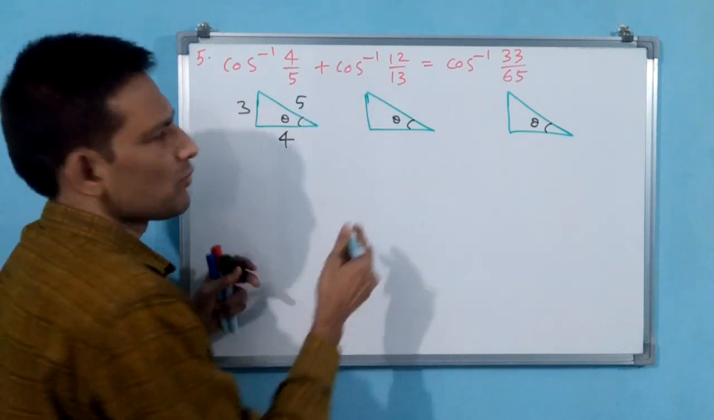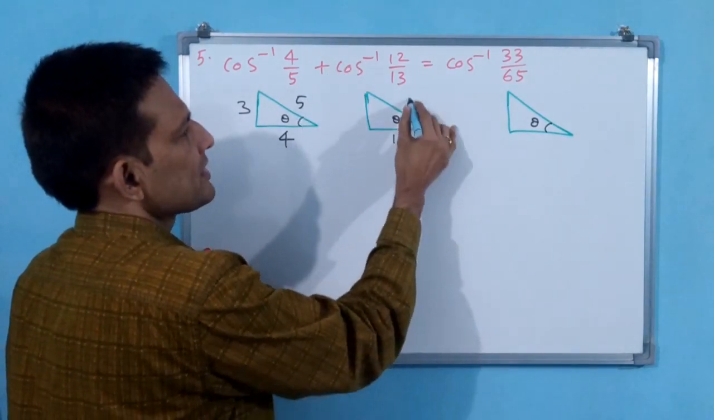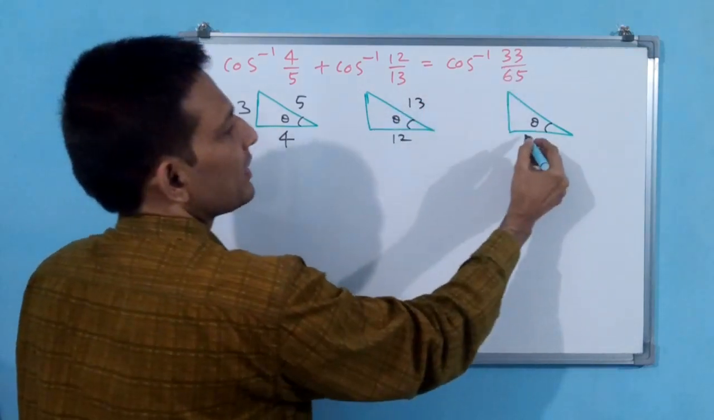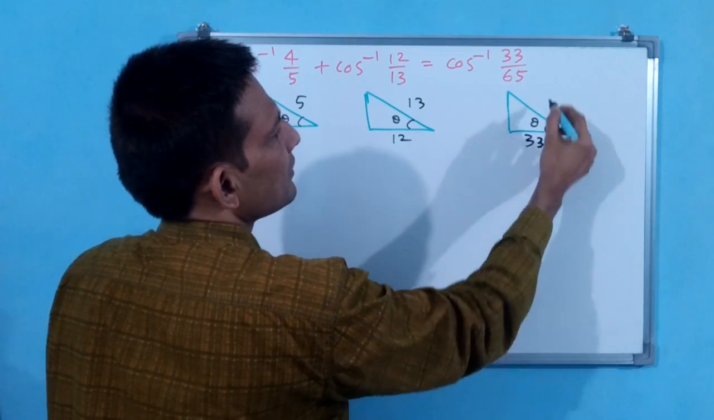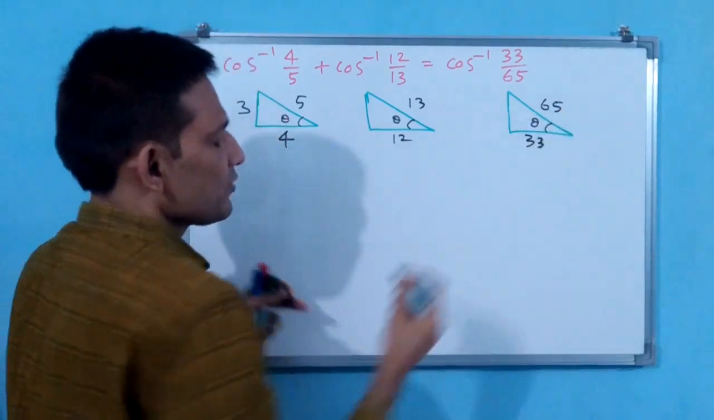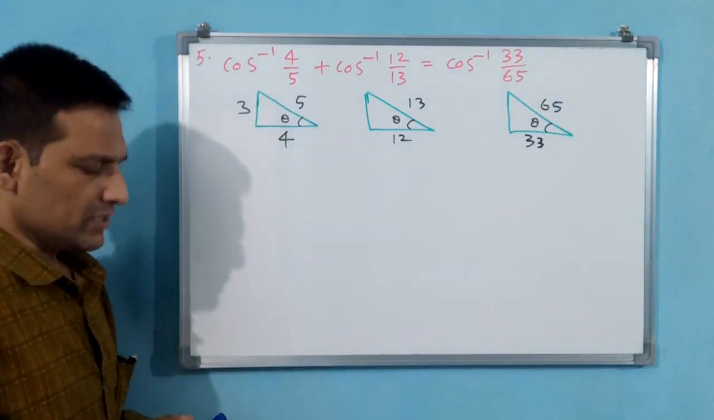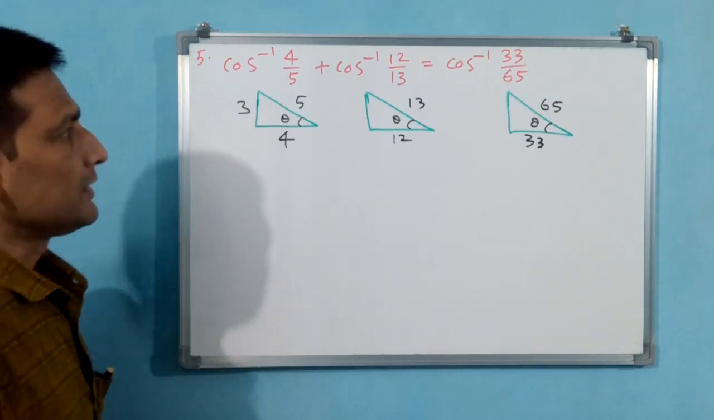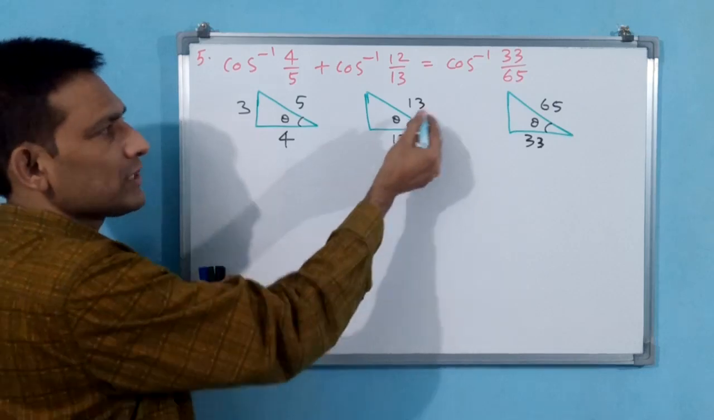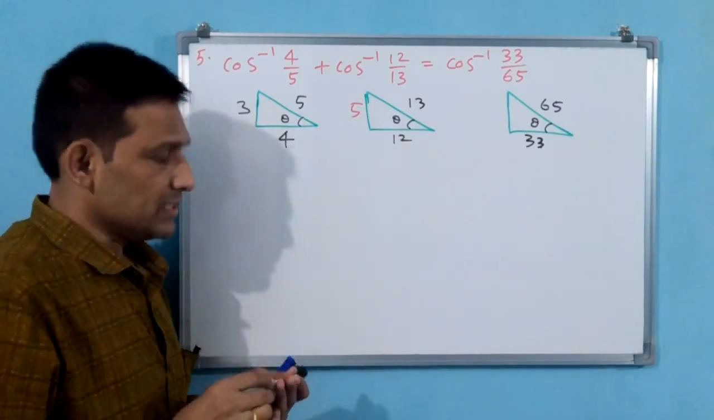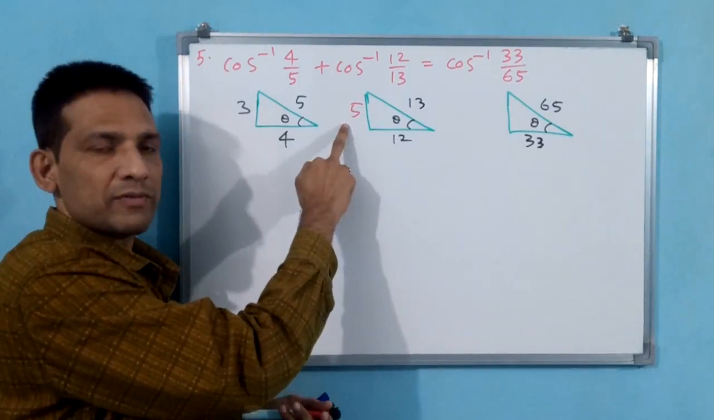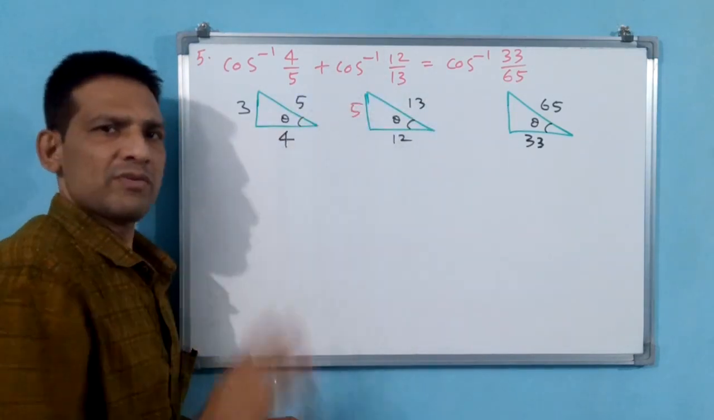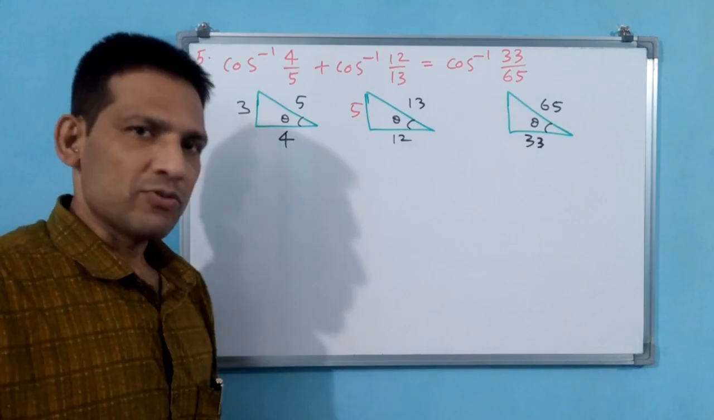12, 13 also I told already. Cos 12, 13. Why? Because see, adjacent side to hypotenuse. Here also 33, 65, adjacent side to hypotenuse, not opposite side. Now you see here, this also I told. 12, 13 means 5. Why? Because 144 plus 25 is 169, root is 13. Two results you have directly received. Only one result you have to calculate.